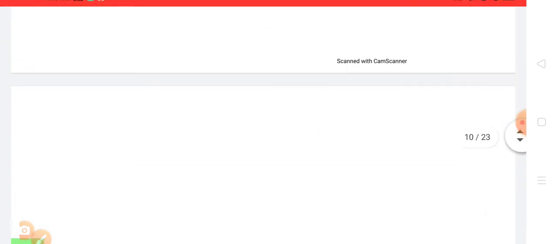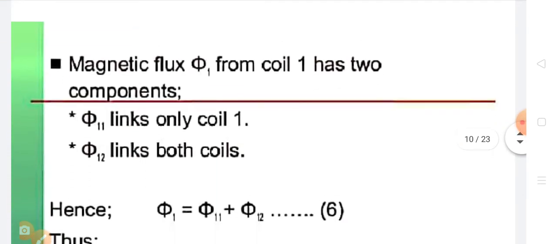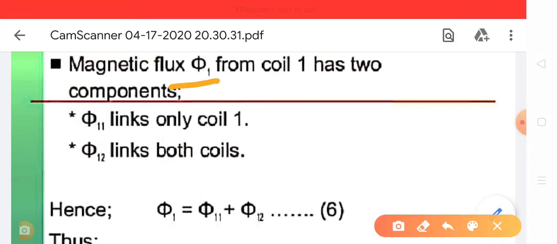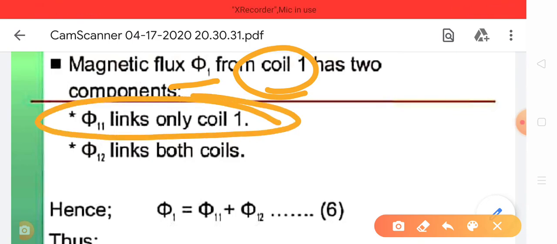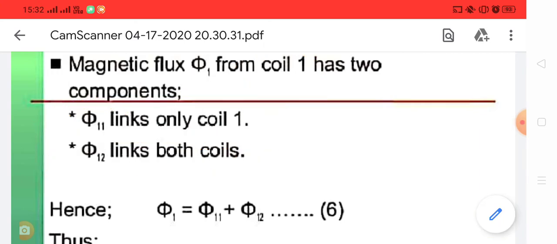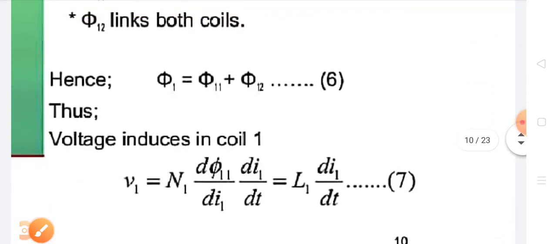So I can write this expression as, from the first case, the flux φ1 affects the first coil, and it can be divided into two fluxes: in the first coil the flux will be φ11, and one more effect is in the second coil, that is φ12. So φ1 is divided into φ11 plus φ12. φ11 is the flux produced in the first coil, and φ12 is the flux between these two coils, that is the effect in the first coil and the second coil based upon the current I1.